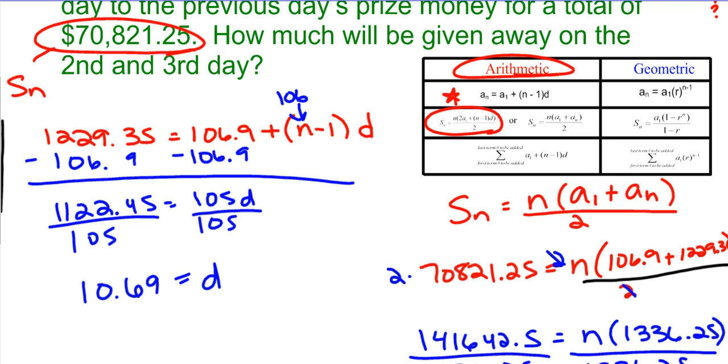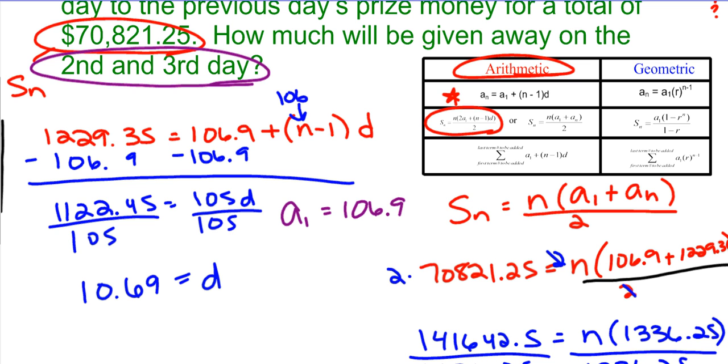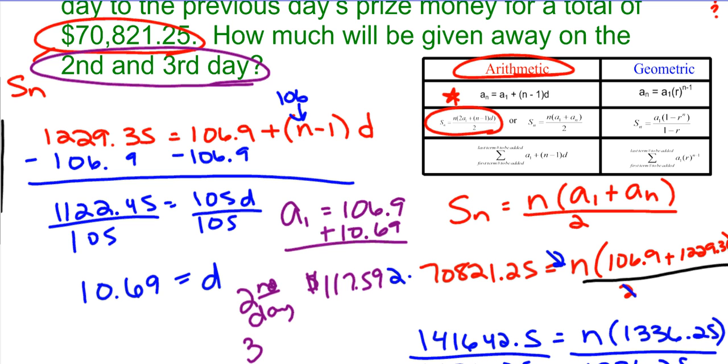So what I found is on the first day, they gave away 106.9. The question says how much will be given away on the second and third day. So I have to add 10.69 to this to find out the second day. When I add those together, it would be 117.59. And then I'm going to go ahead and add another $10.69 to this, and I get 128.28.